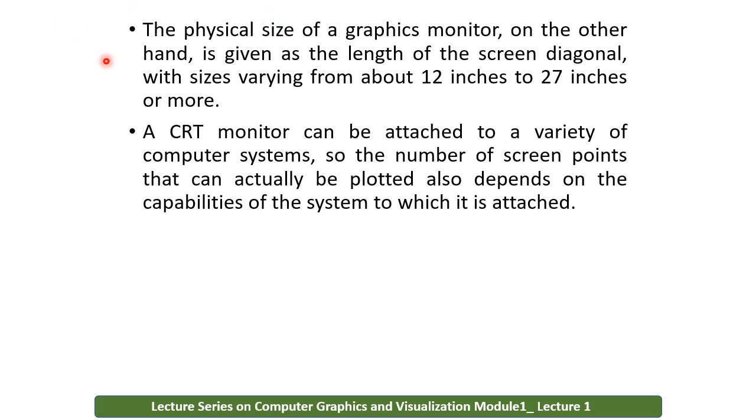The length of the graphics monitor is normally measured from the top right corner to the bottom left corner, or from the top left corner to the bottom right corner. So the length will be measured from this particular point to this particular point. The CRT monitor can be attached to a variety of computer systems, so the number of screen points that can actually be plotted depends upon the capabilities of the system and the size of the monitor.